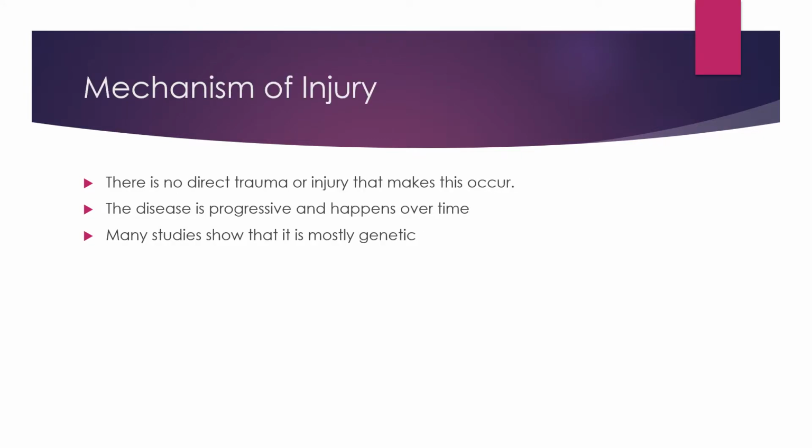Mechanism of injury. There is no true mechanism of injury because there is no direct trauma or injury that occurs for this to happen. The disease is progressive and happens over a period of time. The main cause is genetics.